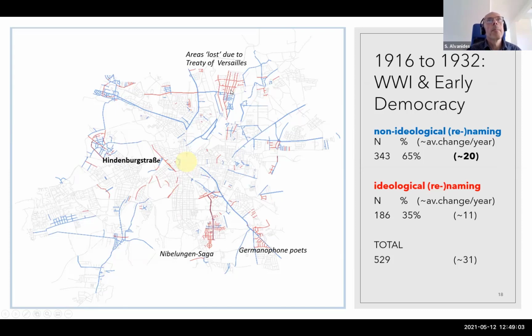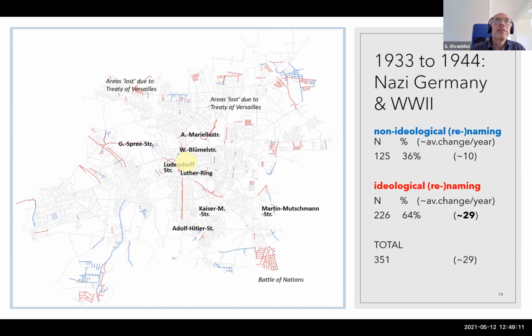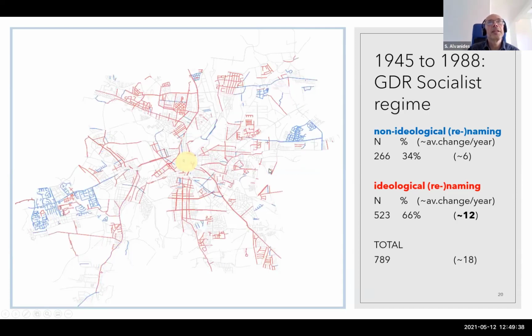And moving on to the next period, the Nazi period is very interesting because we can see mostly red in the linguistic landscape. We have, of course, Adolf-Hitler-Strasse and some of the areas around the annexation of Austria. Again, the Versailles theme comes in, military admirals coming into the landscape, German painters and architects to keep in touch with the artistic history of Germany, etc. Moving on to the socialist regime, we can see a lot more red in the linguistic landscape.